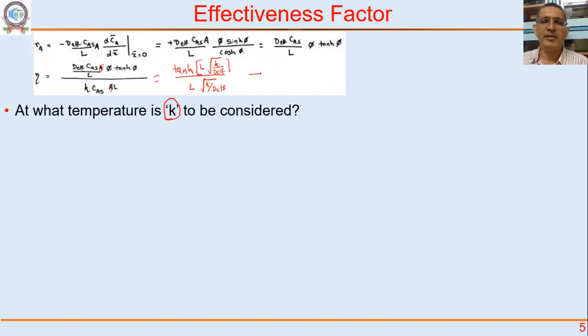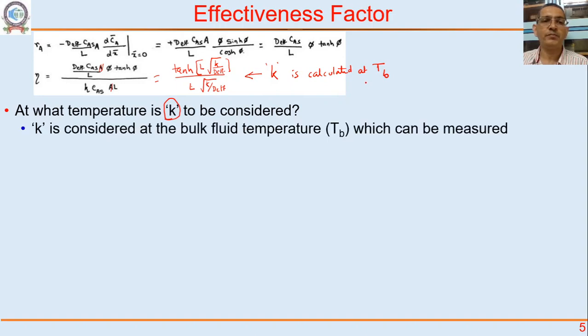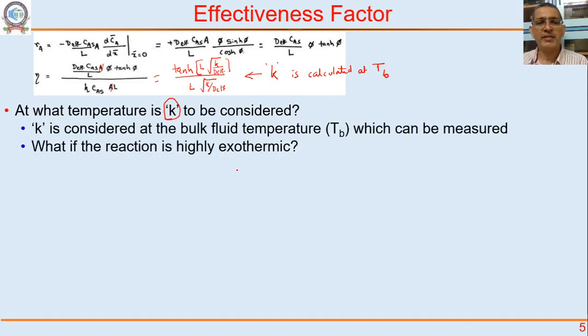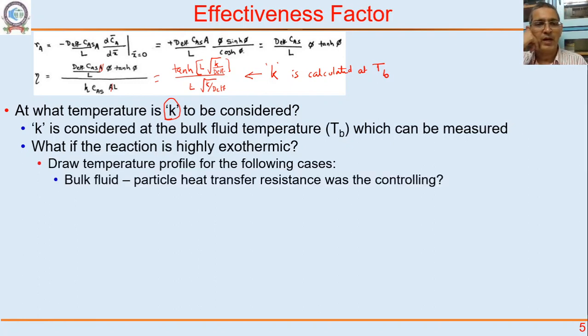So when you define effectiveness factor, this K is calculated at the bulk temperature TB. But is that the correct temperature? Is that the temperature at which reaction is happening? If there are strong heat effects, if it is a highly exothermic reaction, what if the reaction is highly exothermic and rate of heat transfer is limiting inside the catalyst or in the external film? I want you to draw the temperature profile for the following case where bulk fluid to particle heat transfer resistance is controlling.